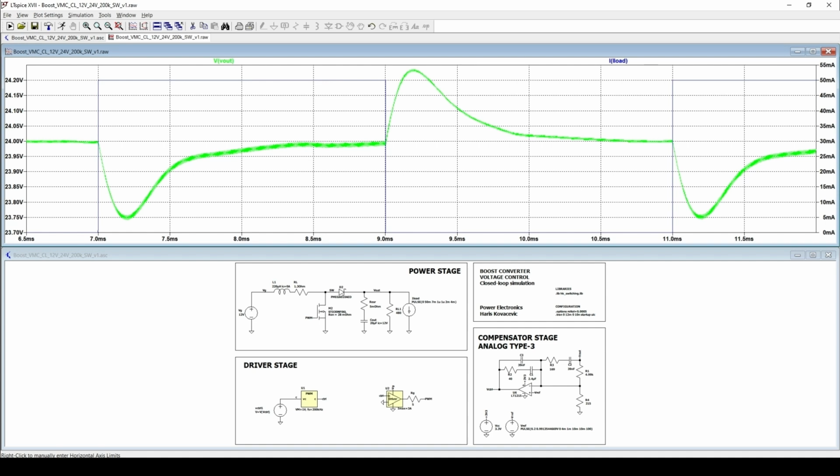And this is exactly what we saw in this example. The averaged model predicted a stable and well damped response, and the switching model confirmed it, but also revealed the real limitations of the system. So the correct workflow is always design, then averaged simulation, then switching validation, and then hardware implementation. If you skip the switching model, you are missing a critical step, and that's often where real designs fail.